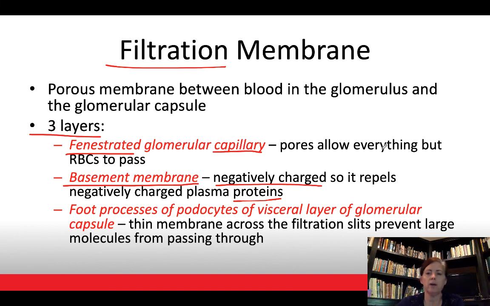Those pores in the capillaries, I do want to point out, basically allow everything but blood cells to pass through. We shouldn't find white blood cells in our urine either, but basically it allows everything but large cells to pass through. And then the third part of our filtration membrane is going to be the foot processes of the podocytes located in the visceral layer of the capsule. This is where you have those thin slits where substances can travel right in between. But there is a little bit of protection there too, because there's a membrane that occurs right at the entrance to those slits, and that's going to prevent any large molecules from passing through.